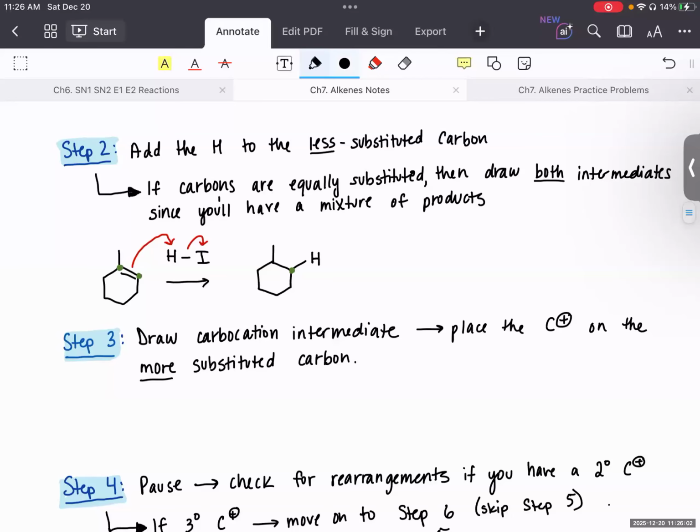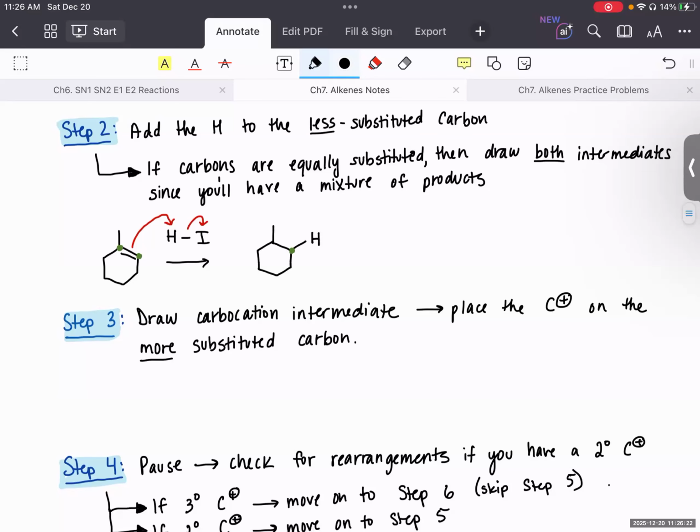In this example, we have unequally substituted carbons. So we have a preference for the hydrogen being placed on that bottom carbon. In the event of equally substituted carbons, we actually get a mixture of products, and so you would end up drawing both potential outcomes.